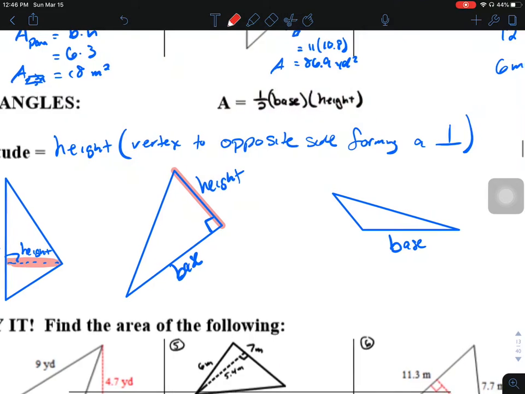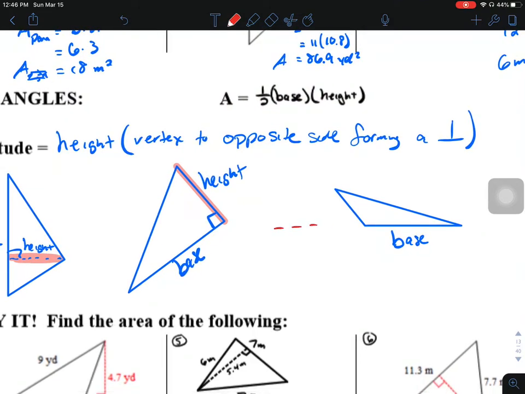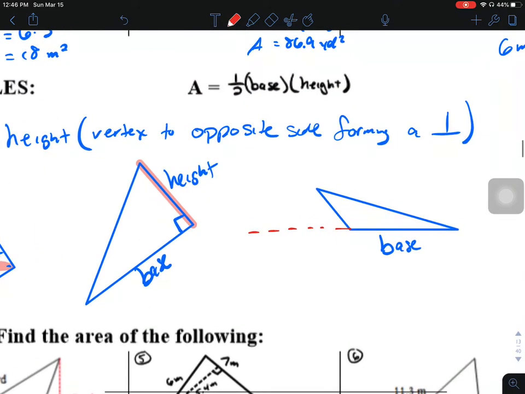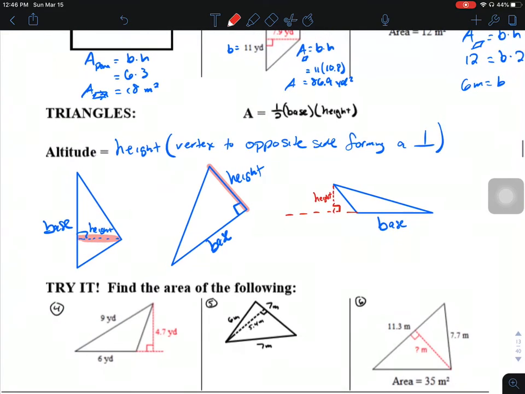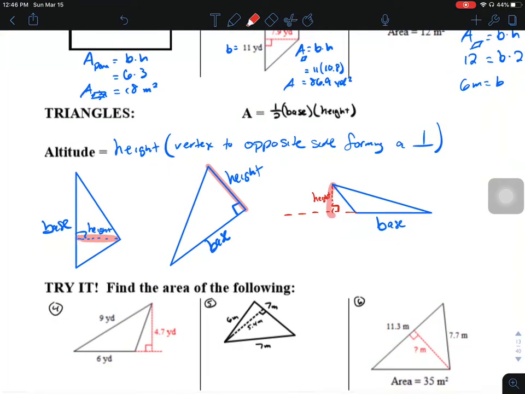So when something like this happens, we have to make an auxiliary line that's extending something that's currently there. So the height would then be here. Just want to remind you that the altitude of a triangle, the height, can be inside the triangle, on the triangle, or outside the triangle.